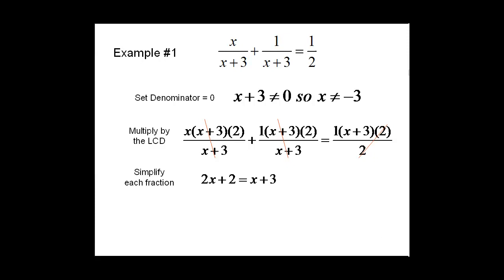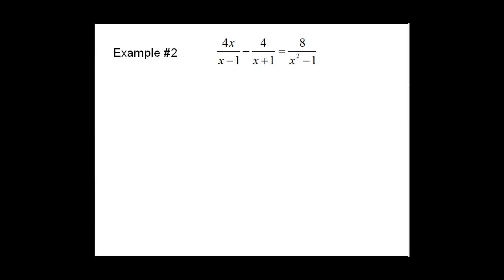Then when you solve that, subtract the x and subtract the 2, and you get x is equal to 1, which is fine. We just said x cannot equal negative 3. So x equals 1 is our solution.